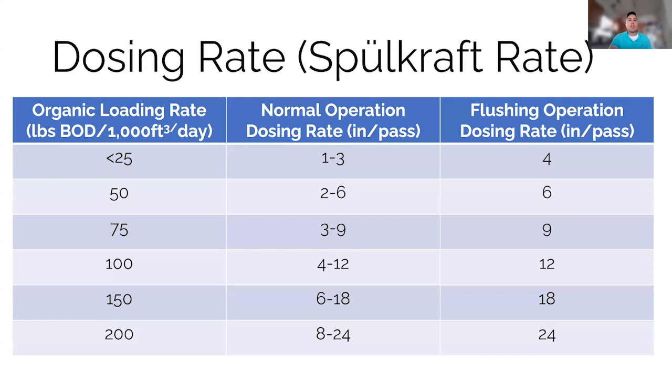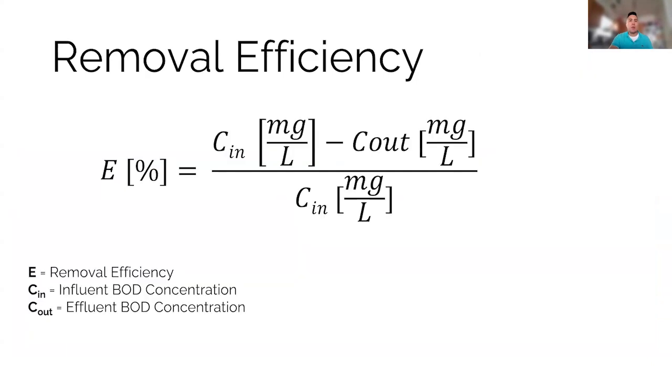These are some typical dosing rates for our trickling filters. And it's going to change based on the organic loading rate. It's going to change the normal dosing rate and how much flushing or how many times the water is recirculated. And then just one more math concept is going to be the removal efficiency. And this is going to be the concentration of BOD coming into the plant, subtracting what's leaving the plant, over the BOD concentration of the influent. And that just shows a percentage of how much BOD is removed by your trickling filter.